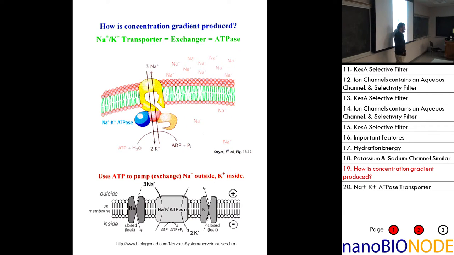So the ATP gets hydrolyzed. It takes three sodiums, right? Pumps them out and takes two potassiums and pumps them in. Yeah, okay, good. And so basically it uses ATP to exchange sodium from the inside for potassium from the outside.